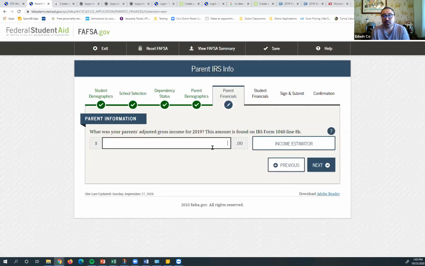If you had used the IRS data retrieval tool, this section will say link to IRS, so you don't worry about this. Otherwise, they're going to ask you to look at your IRS tax form and copy whatever line they're asking you to look for. In this case, they're asking for the adjusted gross income for 2019. That number is available on the 1040 line 8B.